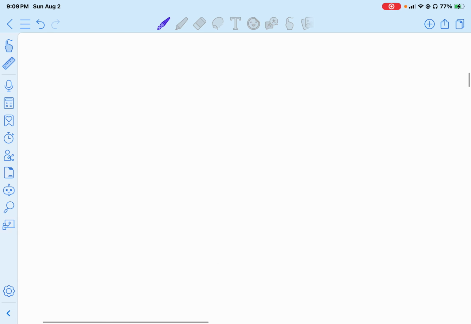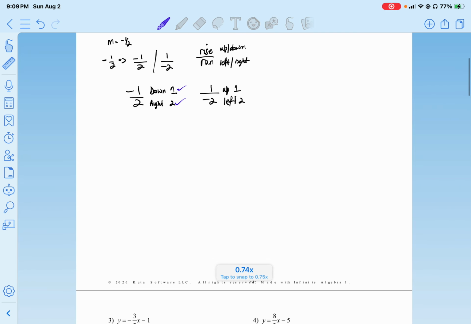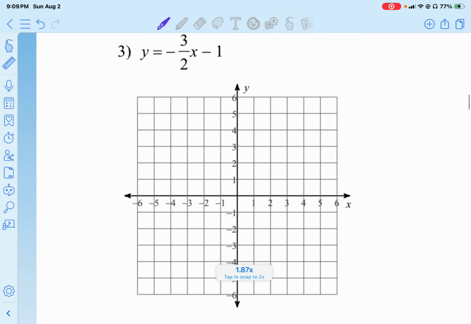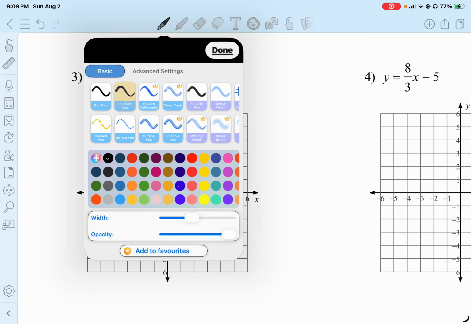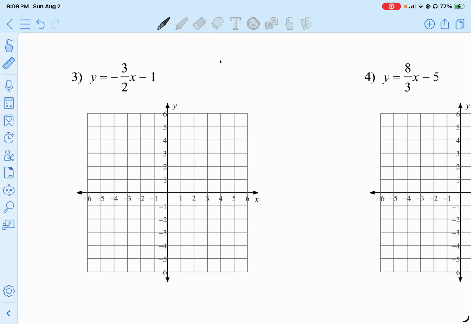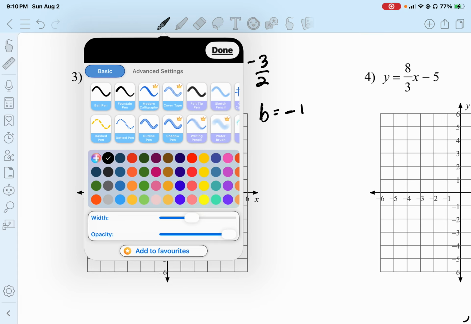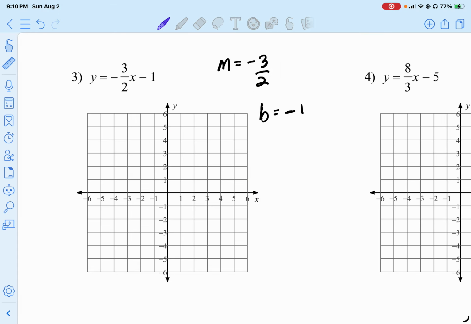Let's look at more examples. Okay, so here, what is our slope and our y-intercept? Our slope is -3/2, and our y-intercept b is -1. So let's put our y-intercept on the line. B equals -1, as you can see, is right here.